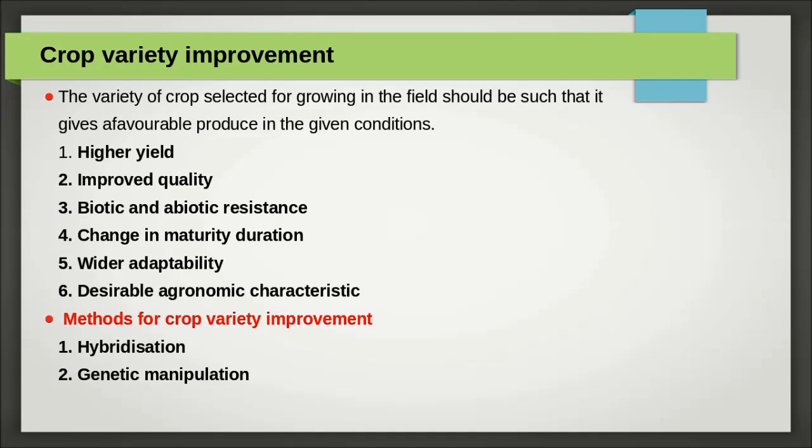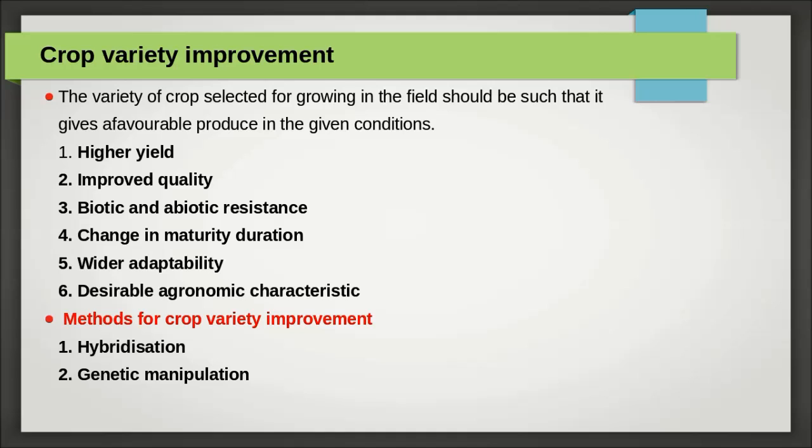Crop variety improvement. The variety of crops selected for growing in the field should be such that it gives a favorable produce in the given conditions. Factors for variety improvement are: number 1, higher yield. This will increase the product obtained from the crop. Number 2, improved quality. Quality depends on the type of crop, for example, protein quality in pulses and oil quality in oilseeds. Number 3, biotic and abiotic resistance. A crop resistant to biotic factors means disease and pests, and abiotic factors like drought, salinity, heat and cold gives a better production.